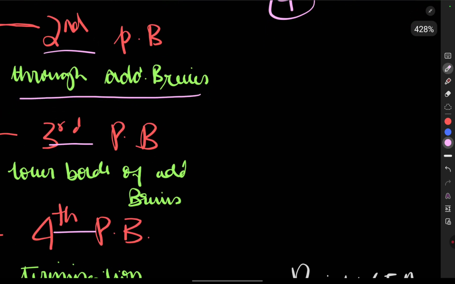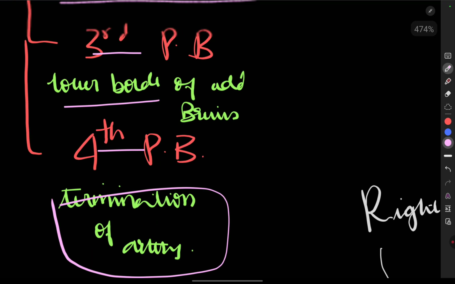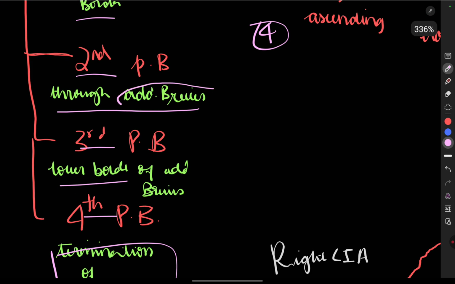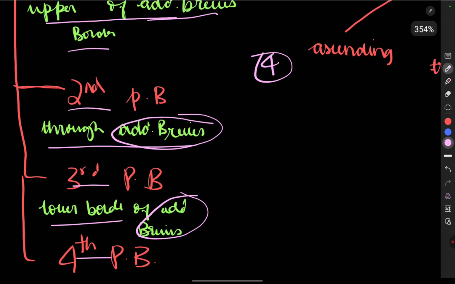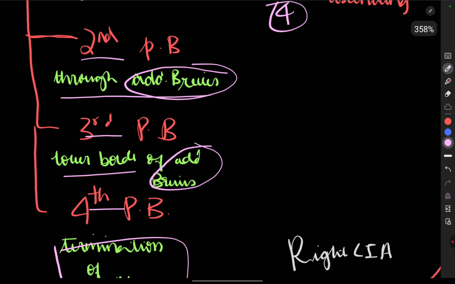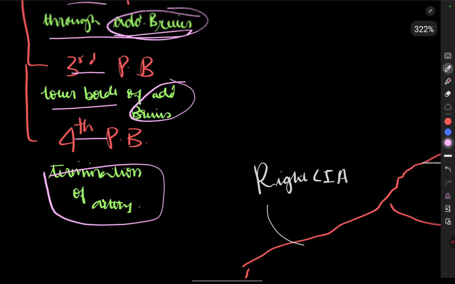Second is through the adductor brevis. Third is the lower border of the adductor brevis, and it is the termination of the artery. So remember, adductor brevis, okay, we saw adductor magnus, now we see adductor brevis. So first one is upper border of the adductor brevis, then through the adductor brevis, then the lower border of the adductor brevis, and fourth is the termination.